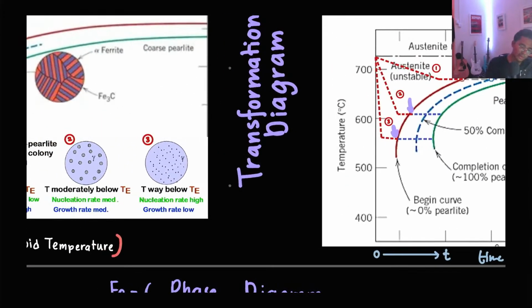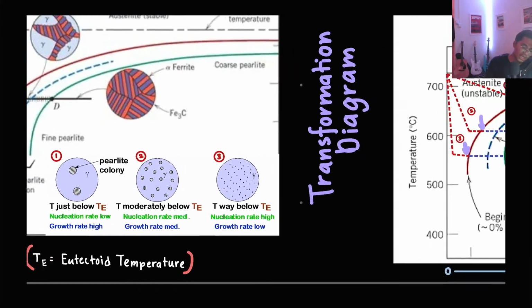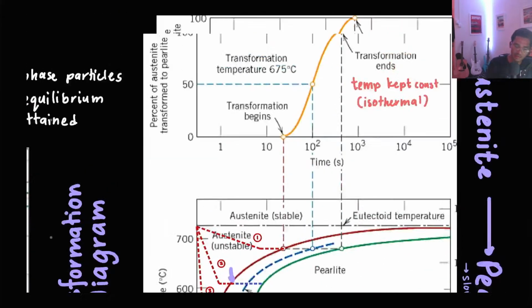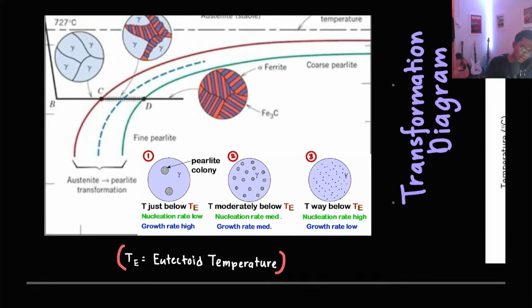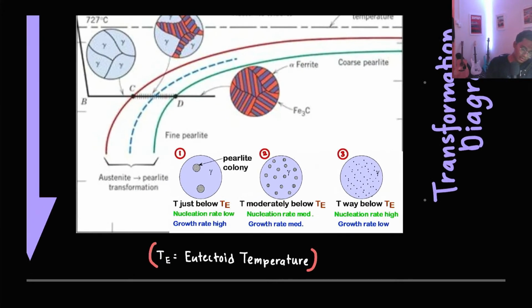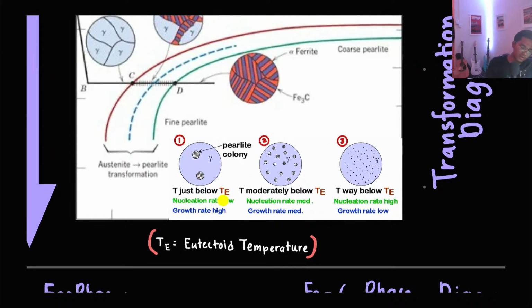This is an example of three types of different cooling rates. The first cooling rate is a slow cooling rate. The isothermal temperature that we set, the temperature we keep constant, is below the TE. TE is the eutectoid temperature. The eutectoid temperature for steel is 727 Celsius. If it's just below the TE, the nucleation rate is low and the growth rate is high.